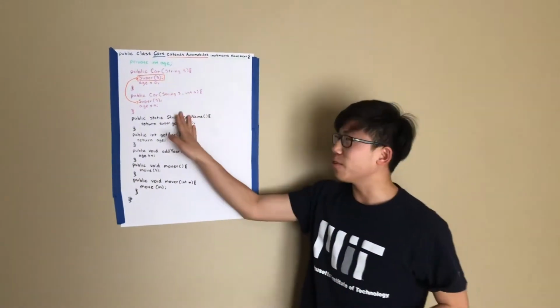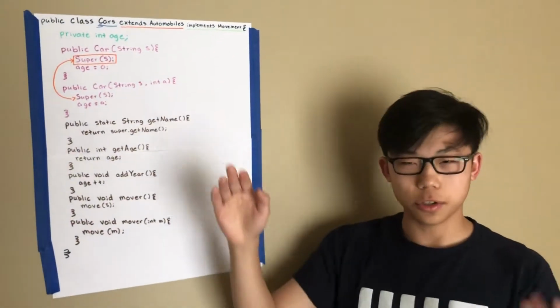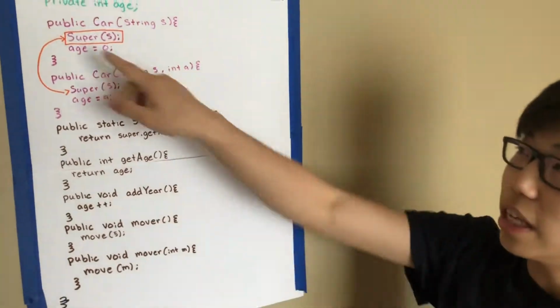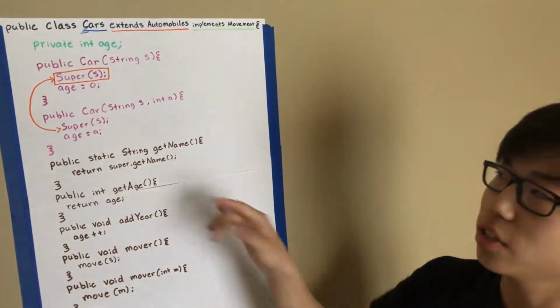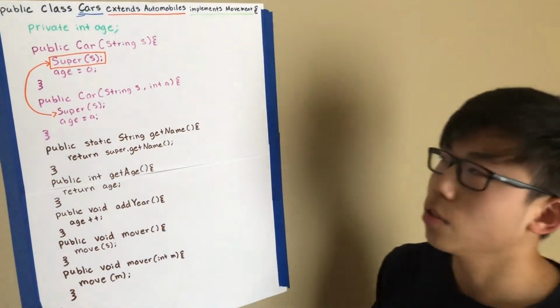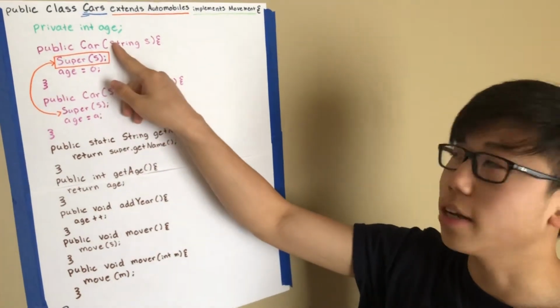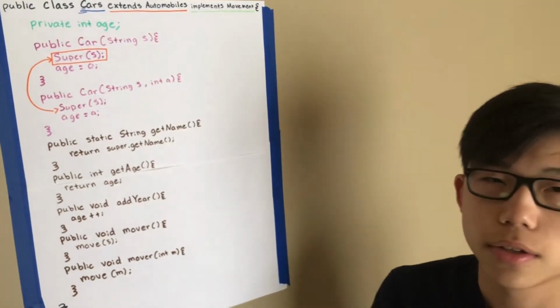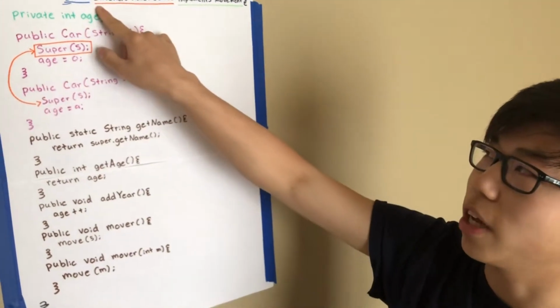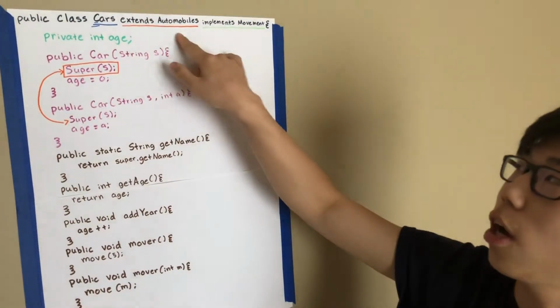Now, after your field variables, we have the constructors. Each constructor has its own header, just like how the class has its own header. So in this case, the constructor's name is Car, and it takes the parameter String. As you know, we are a child class because we extend the parent class Automobiles.